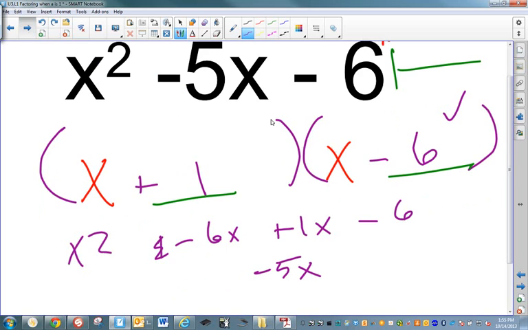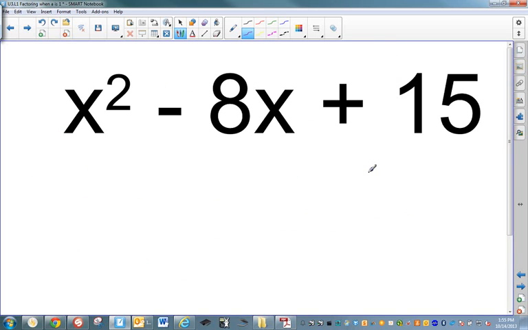x squared minus 8x plus 15. Please make sure we're copying down problems, even if we're not trying to do them on our own yet. Think about what Justin told us to do. How are you going to start it? Think about what you can start filling in. What Marco told us.